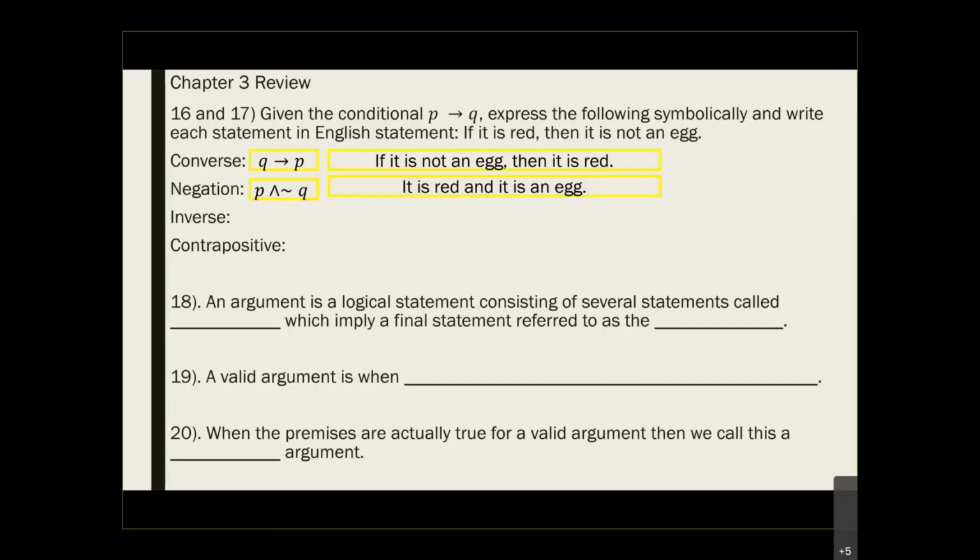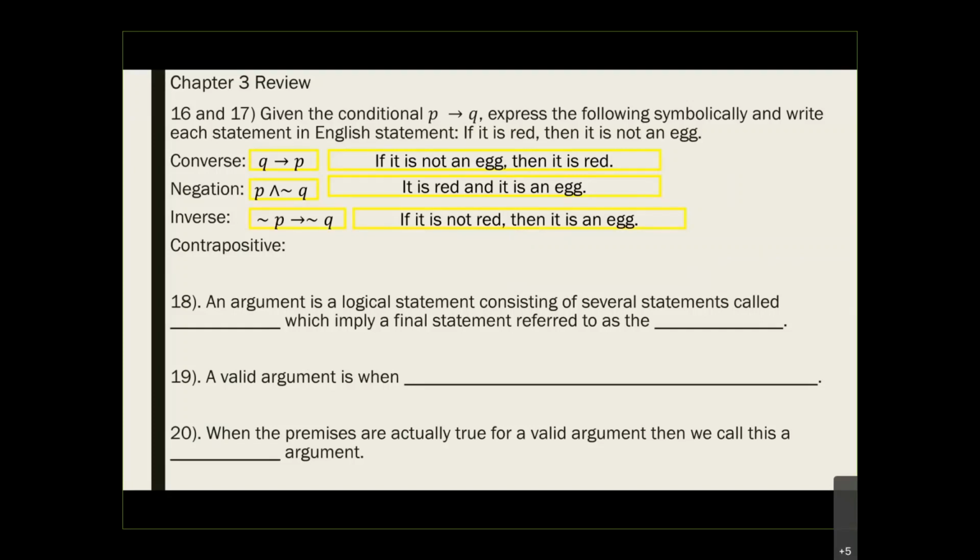And for the last two items, what is the inverse? Reminder, for the inverse you keep everything the same, but you negate both of them. The P stays in the same position, the Q stays in the same position, but you negate the P implies you negate the Q. In this case, if it is not red, then it is an egg. You negate them, and like I mentioned, negation is easy. If they don't have the word not, we put it in. If they do have the word not, we take it out.